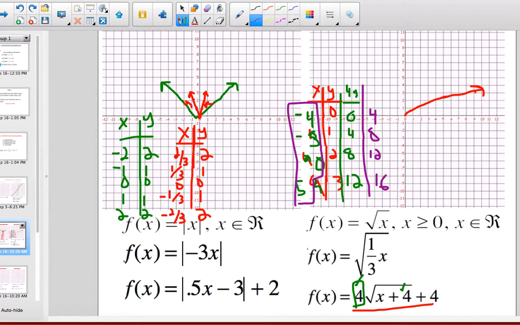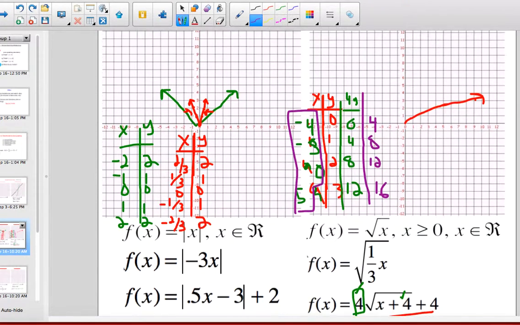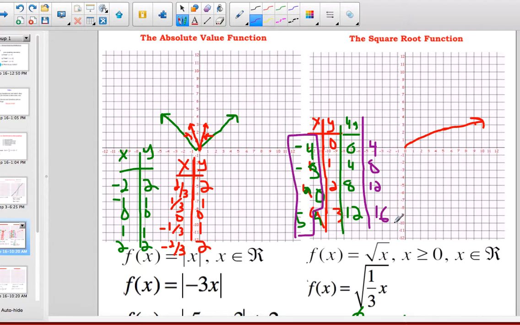So my final graph, which is not going to fit, at least the 16 is not going to fit, but I'll have -4, 4, -4, 4, right? -3, 8, -3, 8. Then this was 0, 12, 0, 12. And then the 5, 16 is just not going to fit. But that's what your graph should look like, something like that.